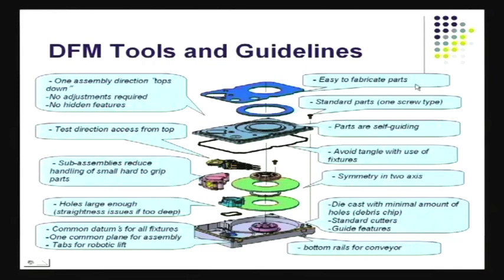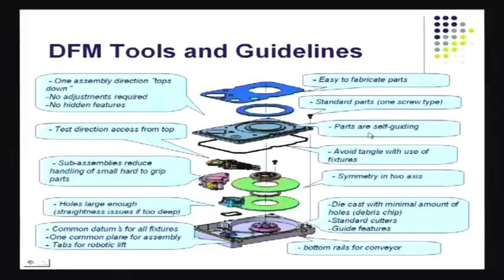I've got to look at the parts. We've got to make sure they are easy to fabricate. They are standard parts to the extent possible. For example, one screw type used throughout the assembly. Parts are self-guiding. If you put a screw in a place, it goes right in exactly where the thread is supposed to be. That's part of a good design, and it really helps out in manufacturing.